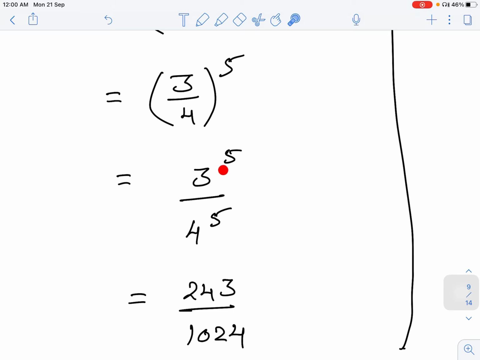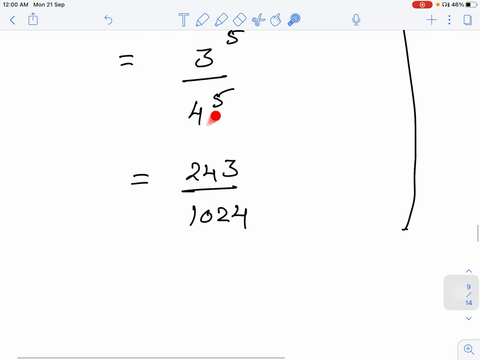Now 3 raised to 5 means 3 is multiplying itself how many times? 5 times. So the answer is 243. And 4 raised to 5 means 4 is multiplying itself 5 times. So the answer is 1024. So what is our final answer? That is 243 upon 1024.